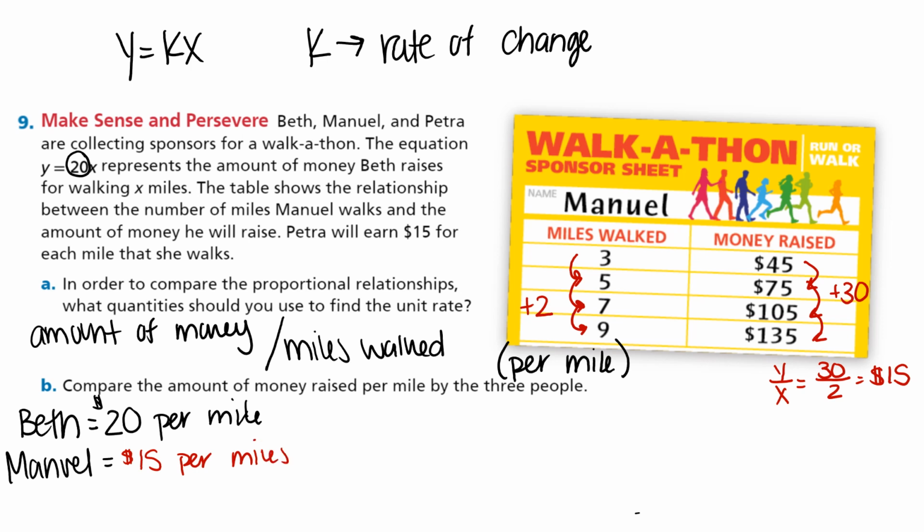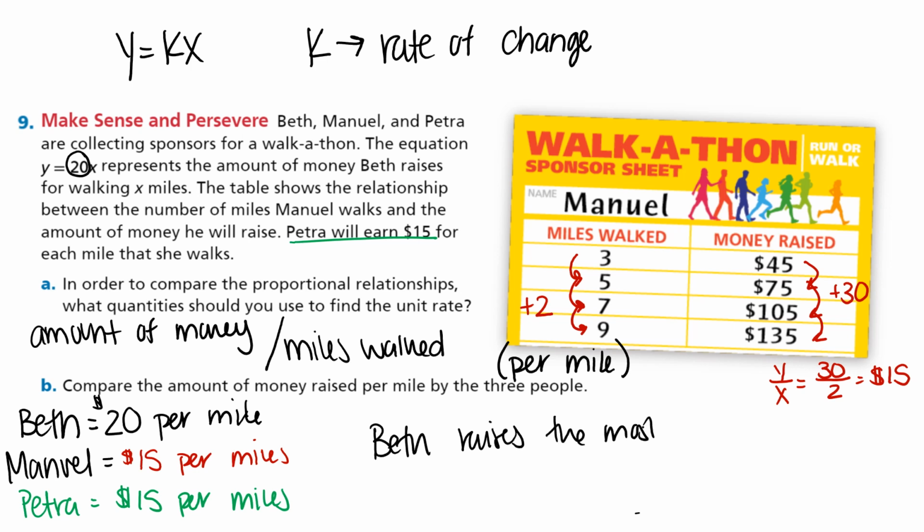And the final value, it tells us Petra. Petra earns $15 per mile. And so we can answer the question, compare the amounts of money. Well, Beth raises the most. And Manuel and Petra raise the same amount.